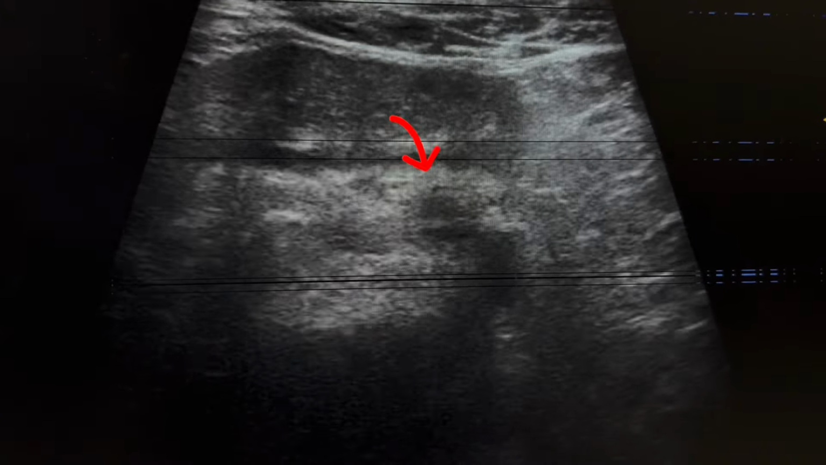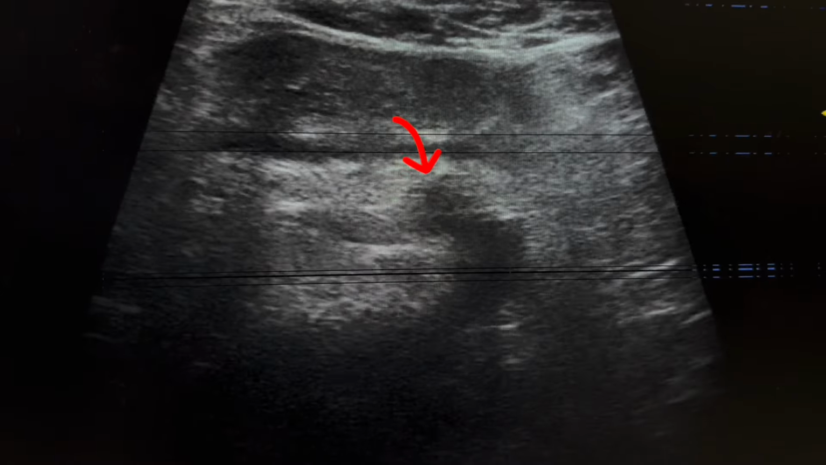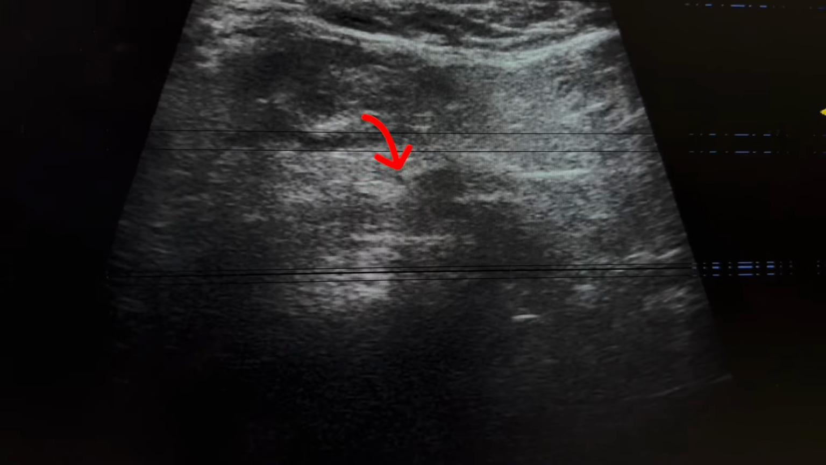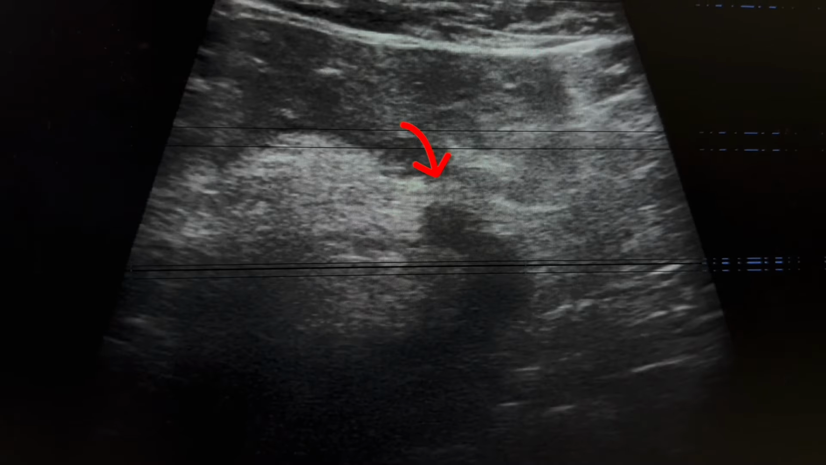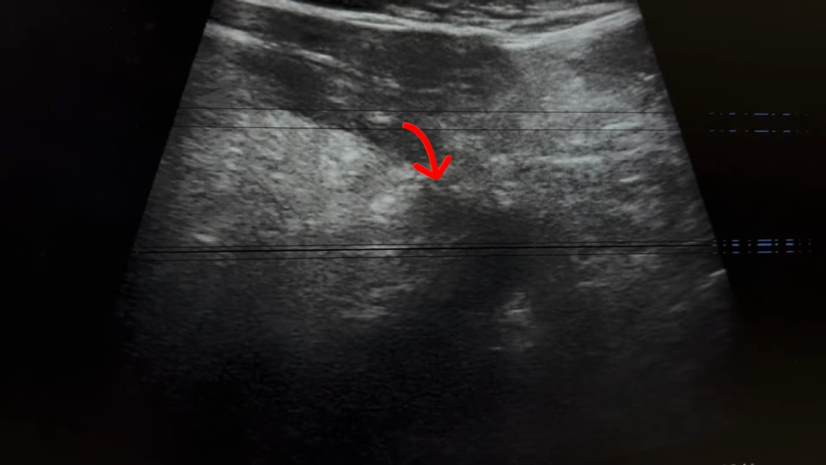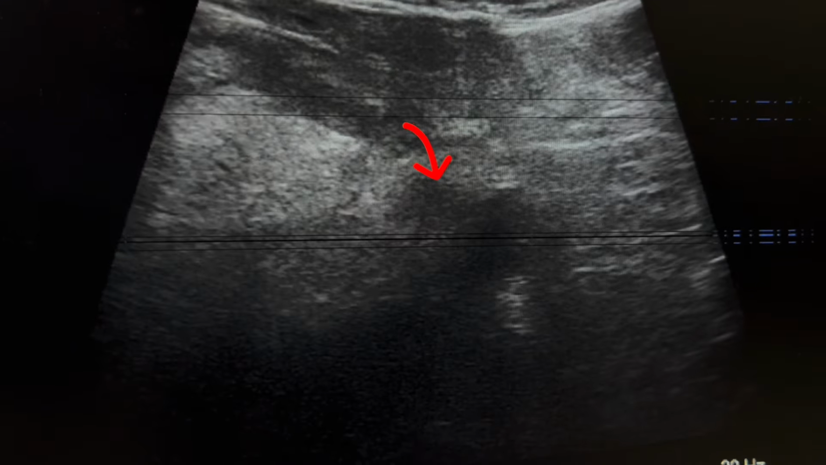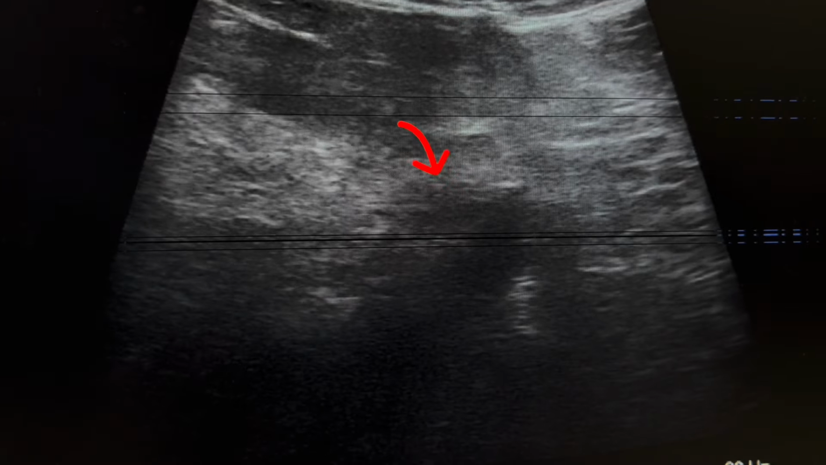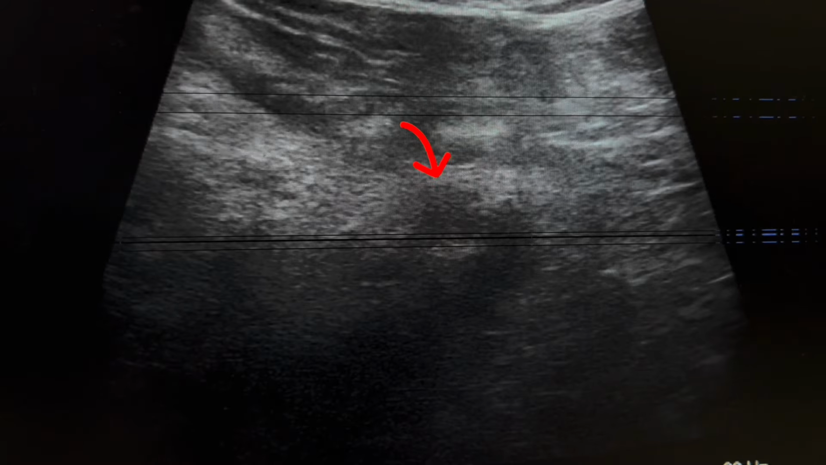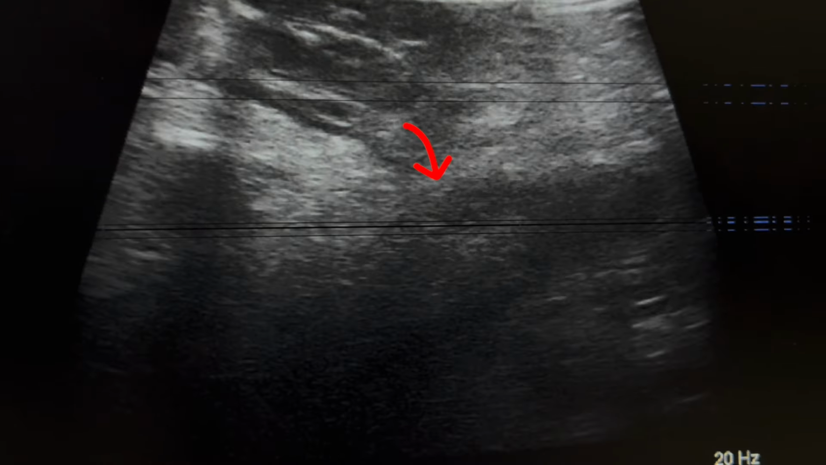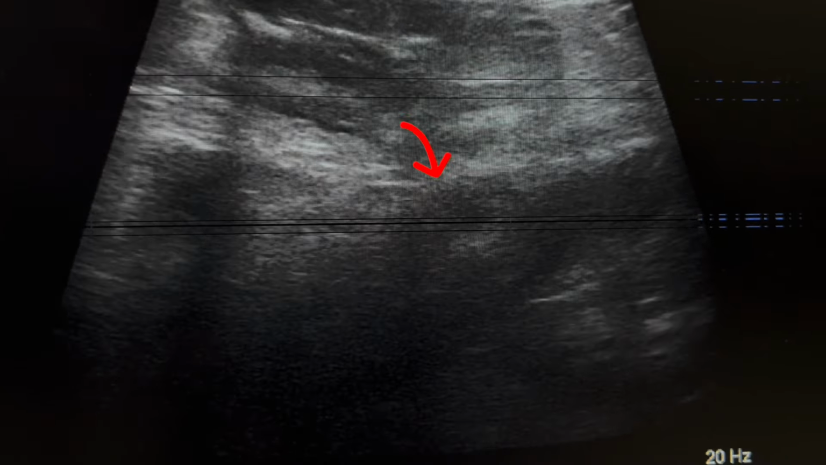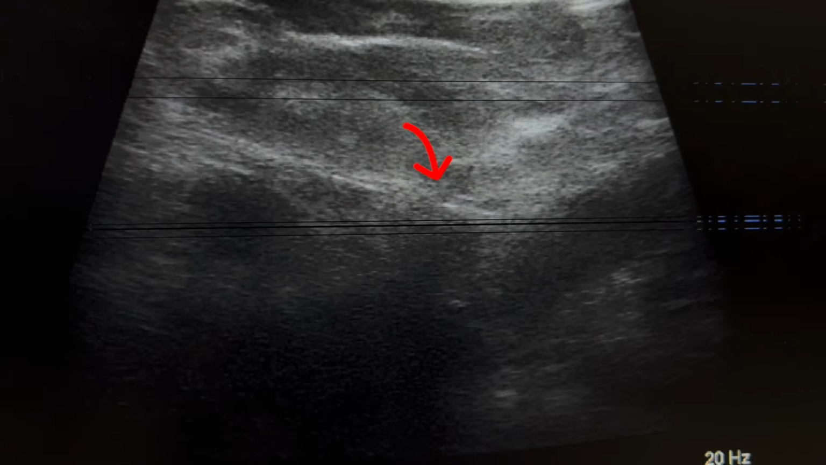Here we see a hypoechoic area posterior to the cecum. The surrounding tissues are also echogenic. Now we will focus on the hypoechoic area. By rotating the probe on its axis, it becomes a lumen. These are blood vessels, but due to inflammation of the surrounding tissues, they are poorly visualized.